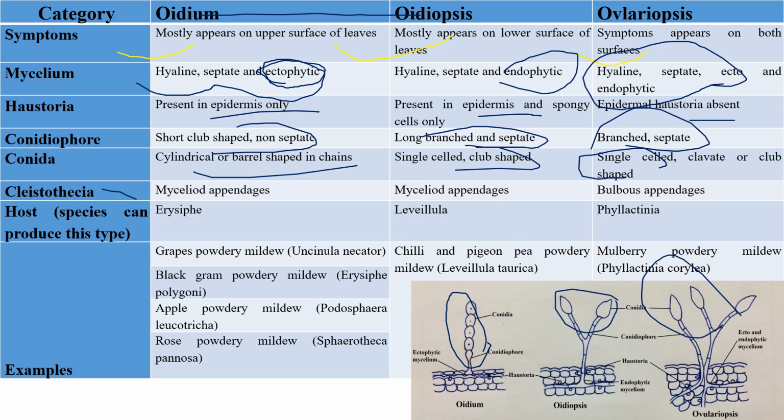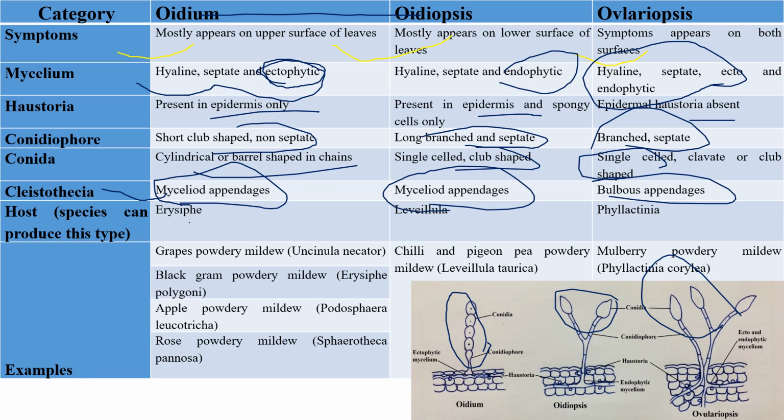Generally, the cleistothecium contains mycelioid appendages. All powdery mildews generally produce cleistothecia, right? These cleistothecia contain mycelioid appendages. In the previous lectures, I have explained what mycelioid appendages and bulbous appendages are, all kinds of appendages. For your reference, you may look into the previous videos. And again, oidiopsis also produces mycelioid appendages. Ovulariopsis produces bulbous appendages.